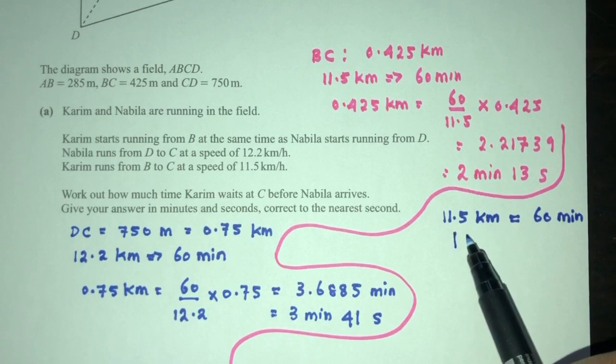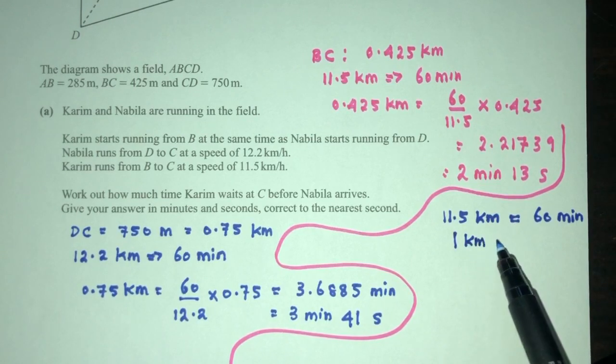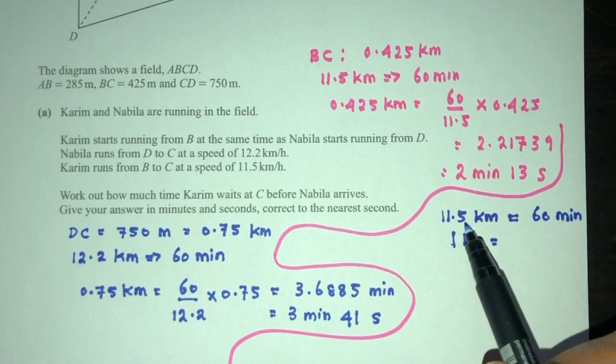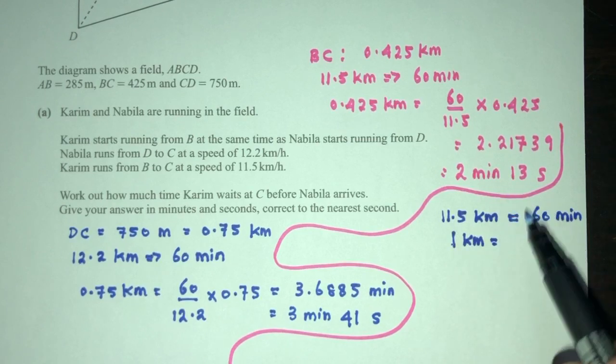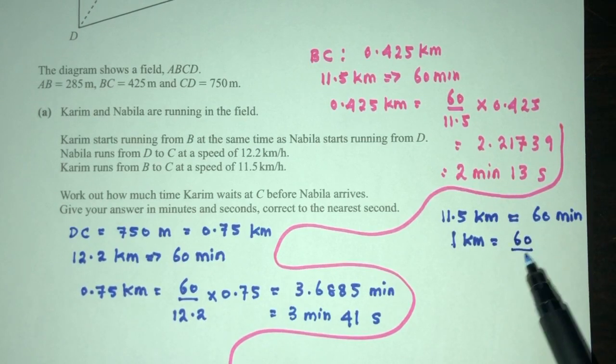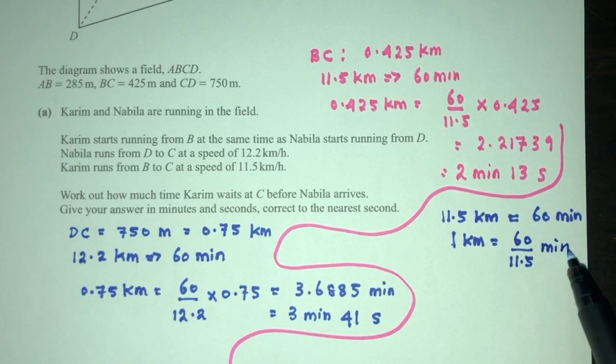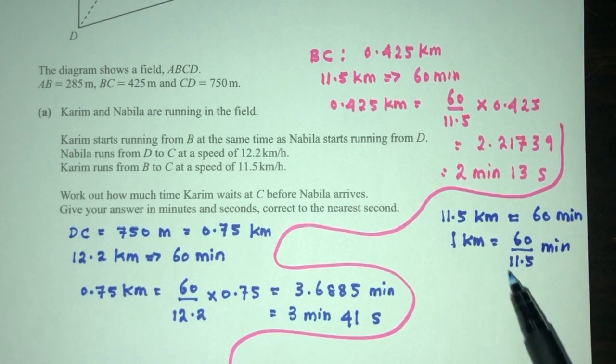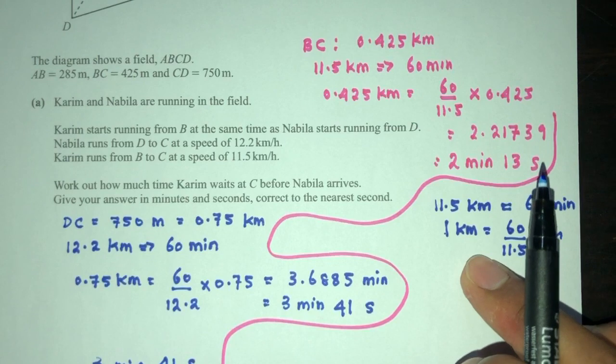Now, how long does it take to run 1 km? You would say, to change this to 1 km, you have to divide by 11.5. So if you divide this by 11.5, you have to divide this one also by 11.5. So we have the same ratio. We have a valid equation. Right? So now we know he will run 1 km in this many minutes. Okay? So after finding this, we can use this to find the rest.